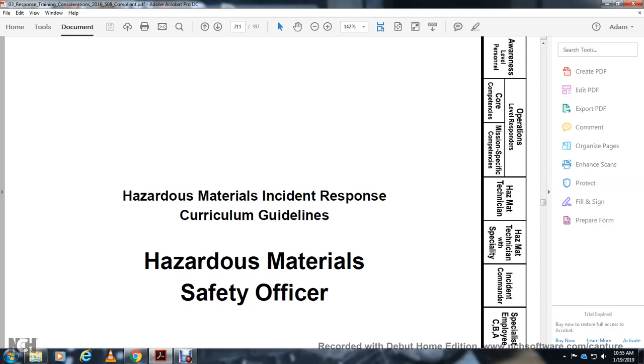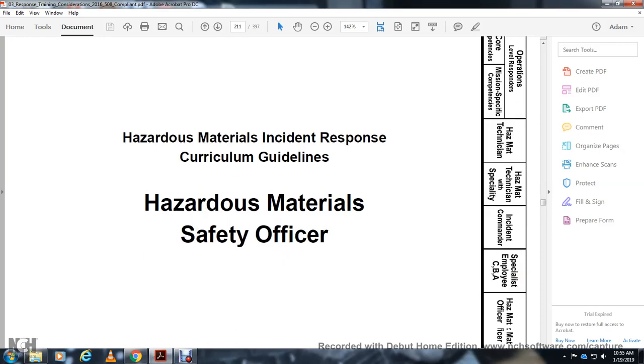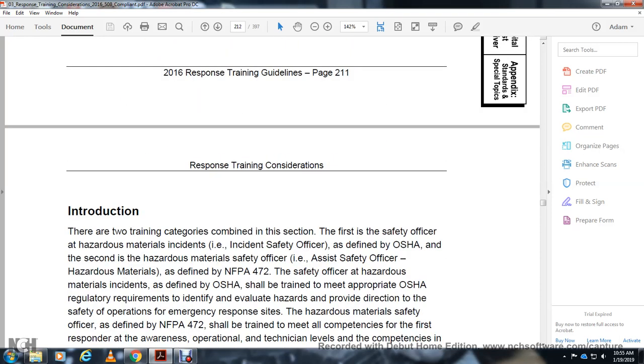Alright, your hazardous material incident response curriculum guidelines. Hazardous material safety officer. Introduction. There are two categories that combine within this section. The first is the safety officer, hazardous material incident safety officer, as defined in OSHA, and the second, the hazardous material safety officer, assistant safety officer, hazardous material, as defined in the National Fire Protection Association 472.